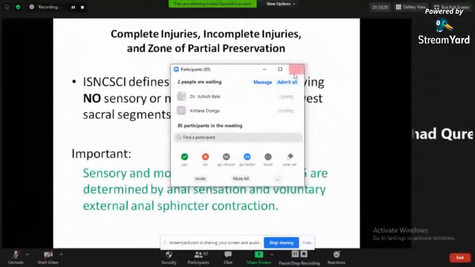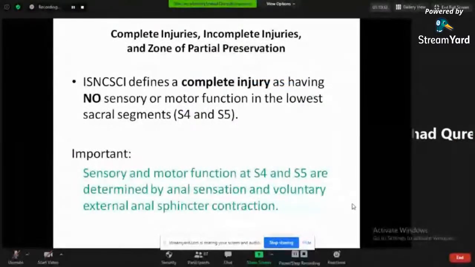We were talking about certain standards. So previously I had spoken about neurological level, motor level, sensory level. These are three primary standards, you can say, which have been incorporated in the ASIA worksheet or standard assessment sheet. Then it defines the complete injury.